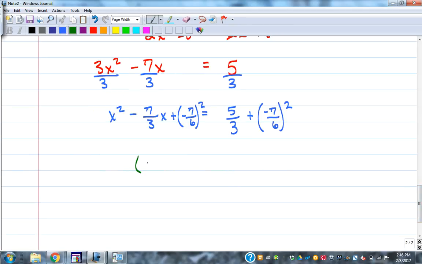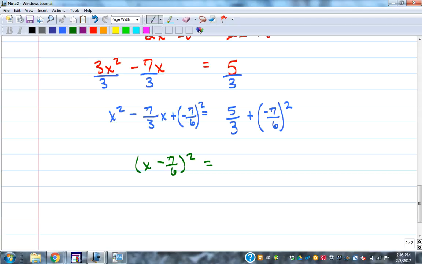Now, left side factors as what? x plus half of b. What was half of b? Negative 7/6. It's okay that it's fractions. I know it makes us nervous and we get a little heebie-jeebie when fractions are in the problem, but it's okay. It's going to work out in our favor at the end.